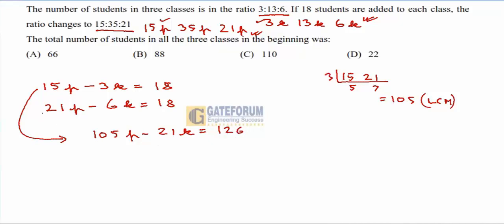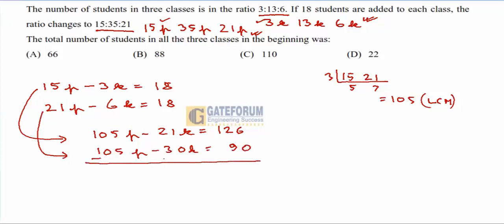We must know our tables. And this one, we multiply by 5 only. So 105P minus 30K will be equal to 18 fives, that is 90. So we subtract this. So this cancels off and we see here that 9K is equal to 36, and hence K is equal to 4.